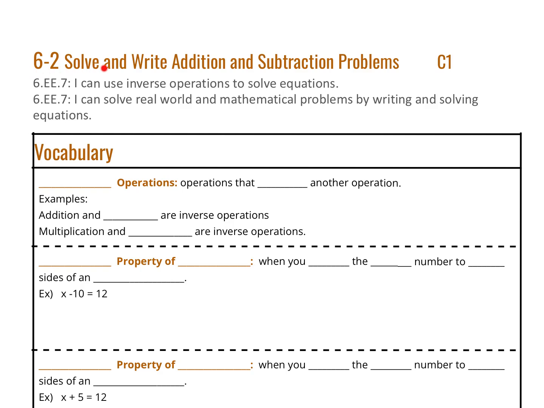All right, today we're going to be solving and writing addition and subtraction problems. So here is your vocabulary. You are going to write inverse operations. They're operations that undo another operation. For example, addition and subtraction are inverse operations, and multiplication and division are inverse operations.